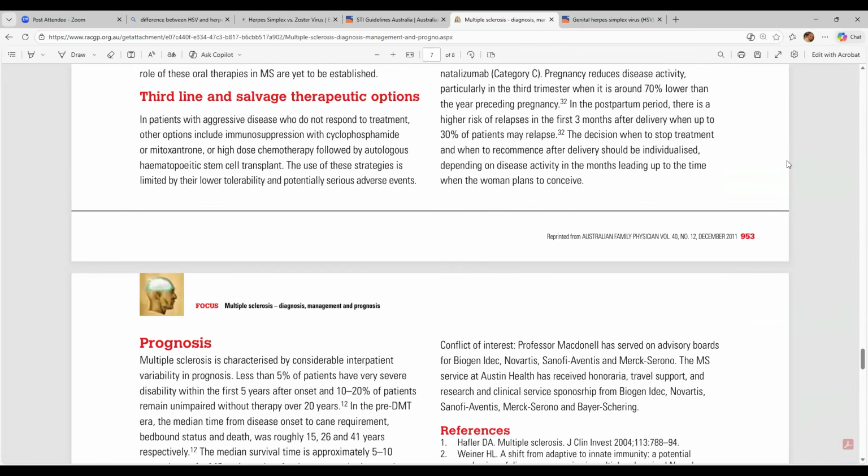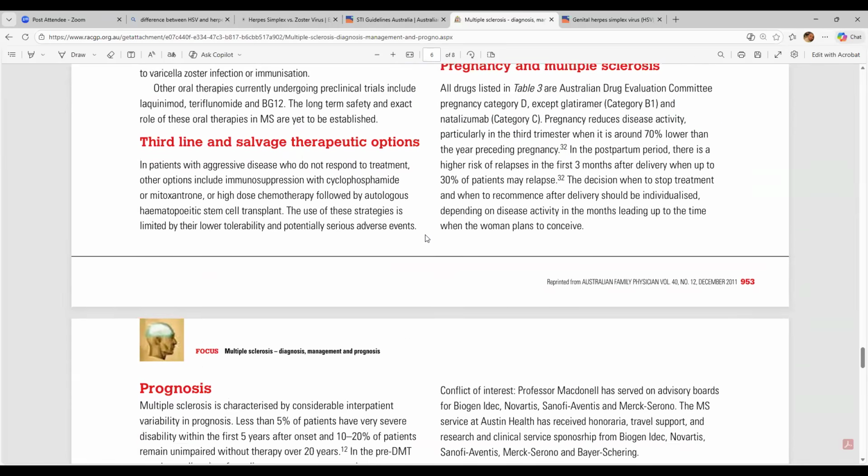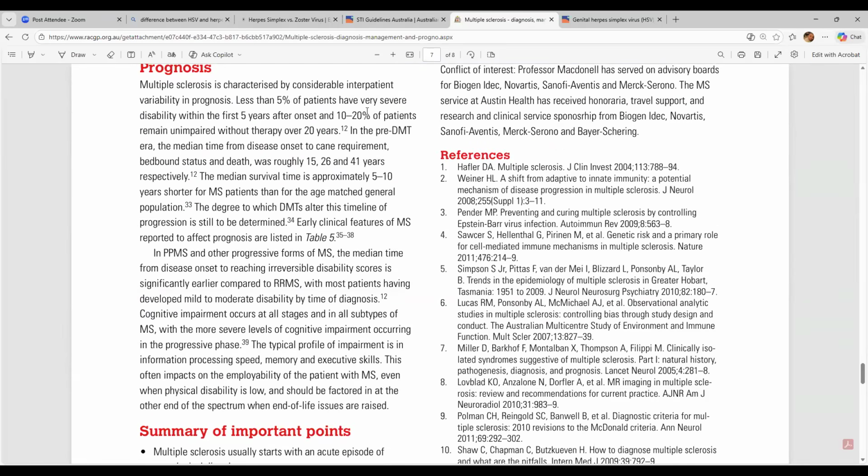And in pregnancy, you can't give chemotherapy if the patient wants to have the baby because of the teratogenic effect. The only ones they have listed are these because pregnancy reduces the disease activity, especially in the third trimester. Prognosis is not very good, but if it's detected early and treated early, then it's a good prognosis.